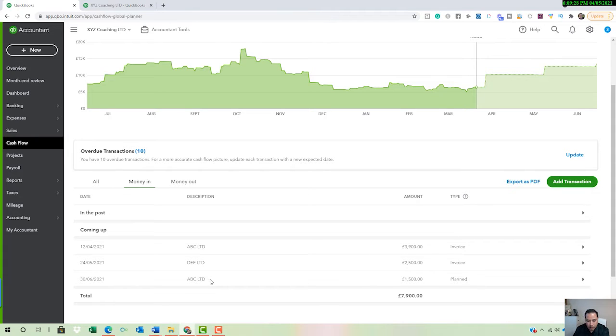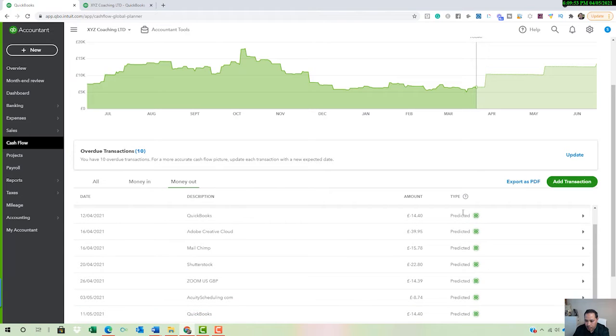But for this one, the business has done the work for ABC Limited but hasn't raised the invoice. Still, it's expecting to collect the payment from ABC Limited at the end of June 2021. That's what it means. That's the difference between invoice and plan. The same applies in the money out section.